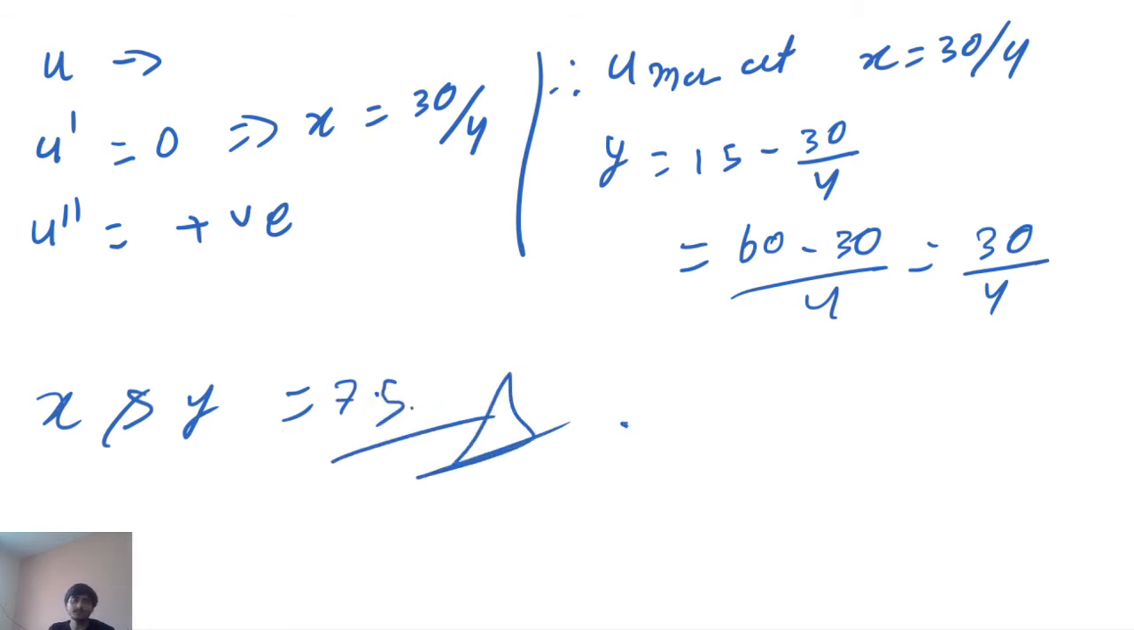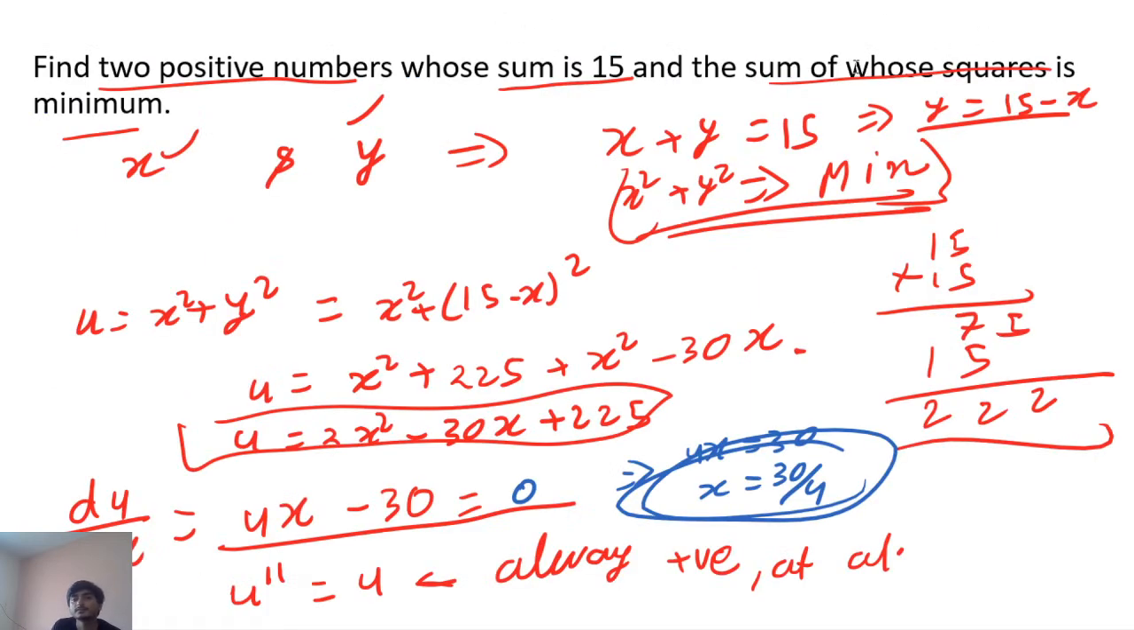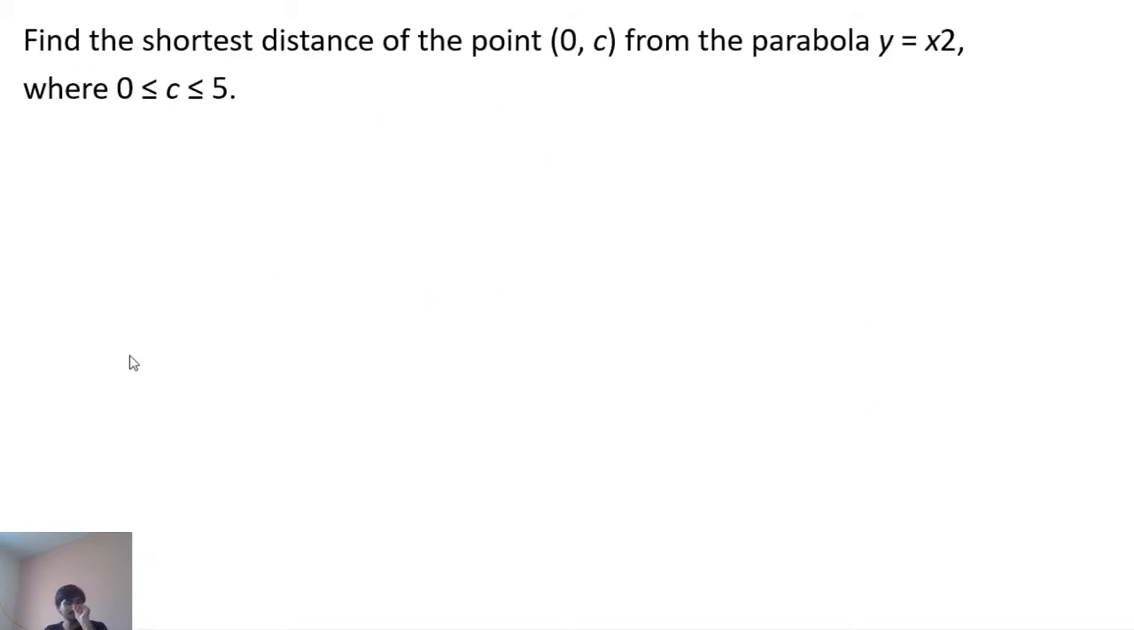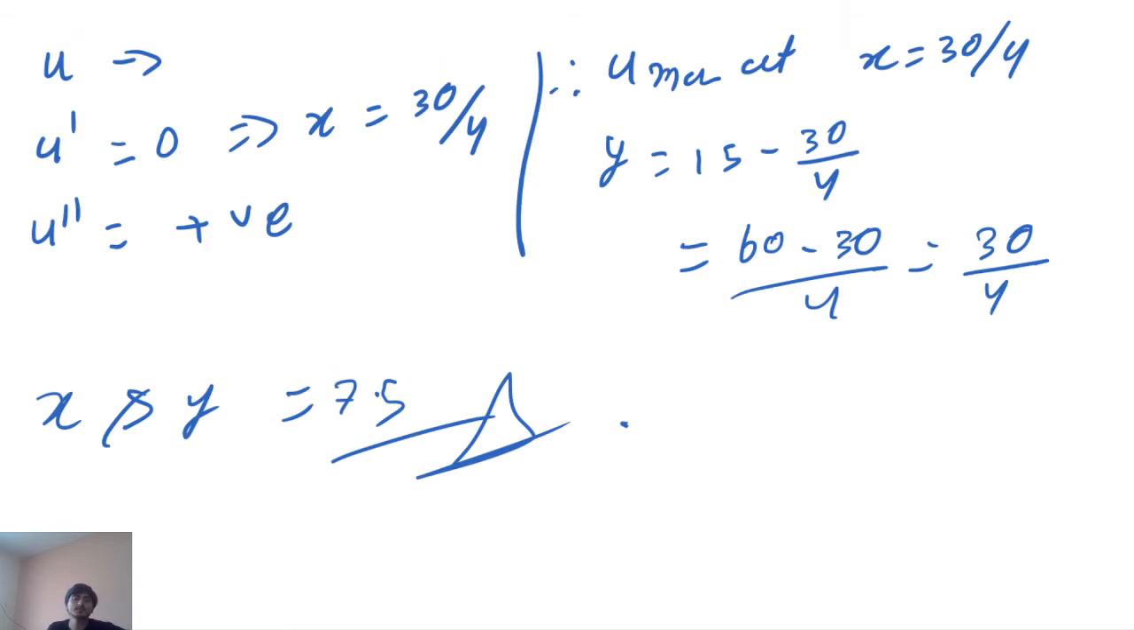Okay, and if you see what they are asking: find the two positive numbers the sum of whose squares is minimum. So that will be the minimum condition. Hence u minimum will be 7.5 whole square plus 7.5 whole square.